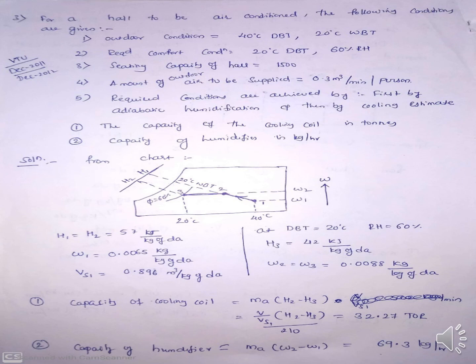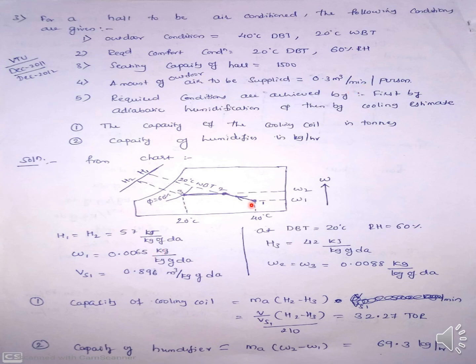The required conditions are achieved by first adiabatic humidification, then cooling. What we need to calculate again: capacity of cooling coil and capacity of humidifier. Capacity of cooling coil formula is MA into (H1 minus H2), and capacity of humidifier is MA into (W1 minus W2) or (W2 minus W1), whichever is the condition. Now 0.3 meter cube per minute per person: the sitting capacity of 1500 persons, multiplied by this, gives the total volume of air to be supplied in meter cube per minute.